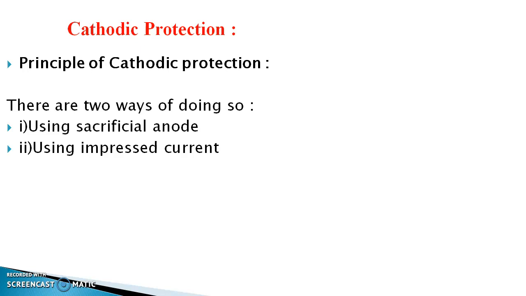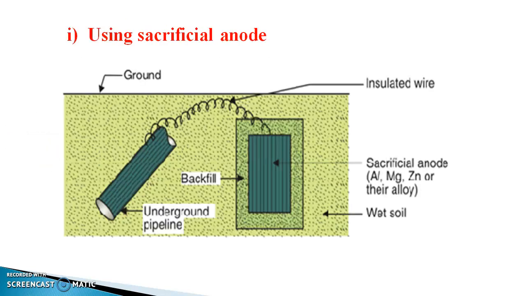The number one method is the sacrificial anode method, and the second one is the impressed current method. So the first method we will see is the sacrificial anode method. This is a simple diagrammatic representation of cathodic protection using the sacrificial anode method.